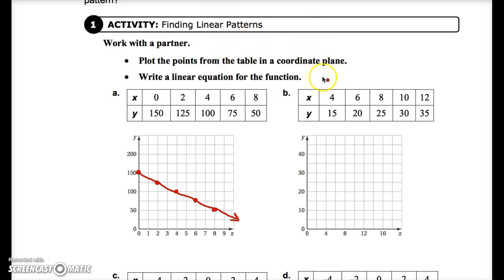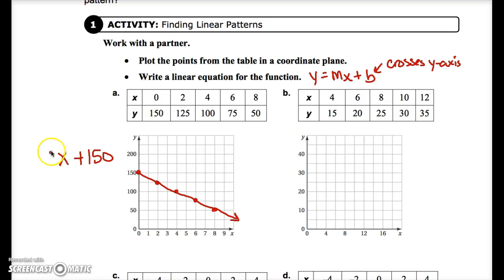And then it says write a linear equation for the function. So if you keep in mind our slope-intercept form, y equals mx plus b, we know that b is where it crosses the y-axis. That's your y-intercept. So if I look here, it crosses my y-axis up at 150. So where the b is, I'm going to put a 150.